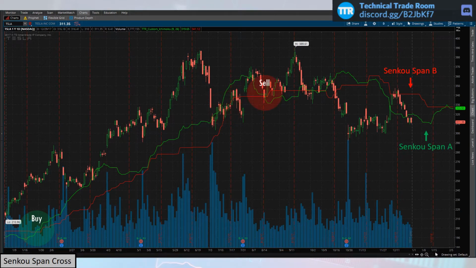Now let's review that one more time. Although the cross happened here, the candlesticks above it didn't exist at the time that it crossed, and the entry point was here, 26 candles from the cross. So, in closing, when the Senko Span A crosses above Senko Span B, this is a buy sign. And when the Senko Span A crosses below Senko Span B, this is a sell sign.